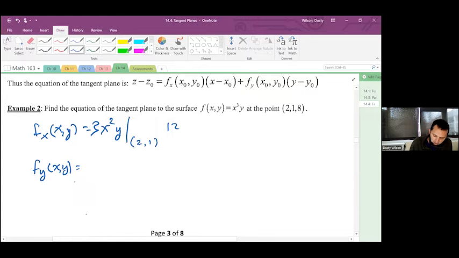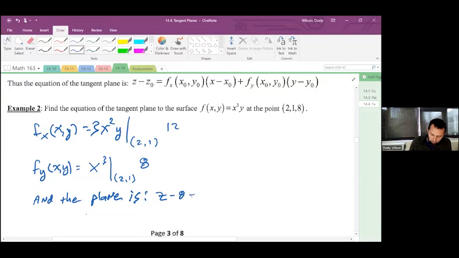So that would be x cubed evaluated at 2, 1, and that will be 8. Just double checking my math before we keep going. Okay. And the plane is, so it would be z minus 8 equals 12 times x minus 2 plus 8 times y minus 1.